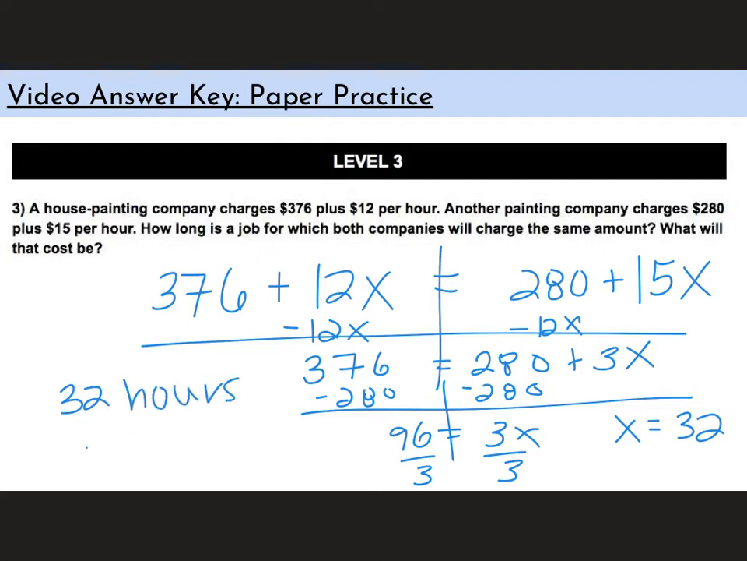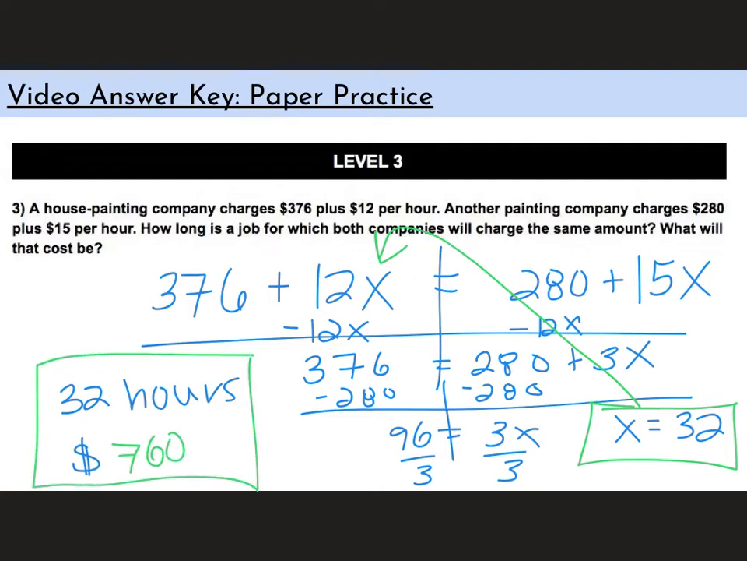And to find what that price will be, we'll plug 32 back into either one of these equations. So if I plug 32 back in for x, we'll have 12 times 32, which is 384, plus 376, which gives us $760 is what this cost would be.